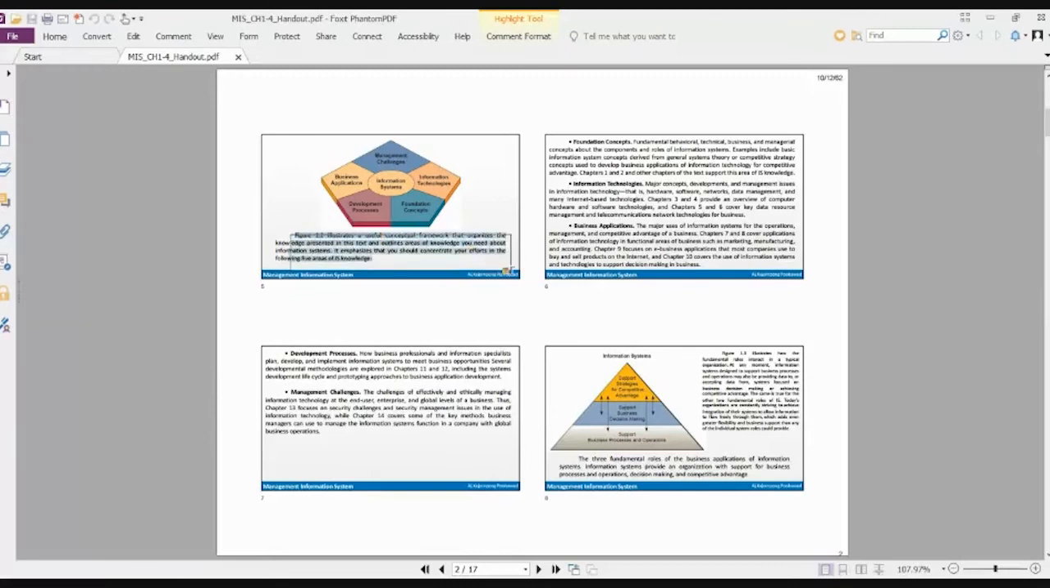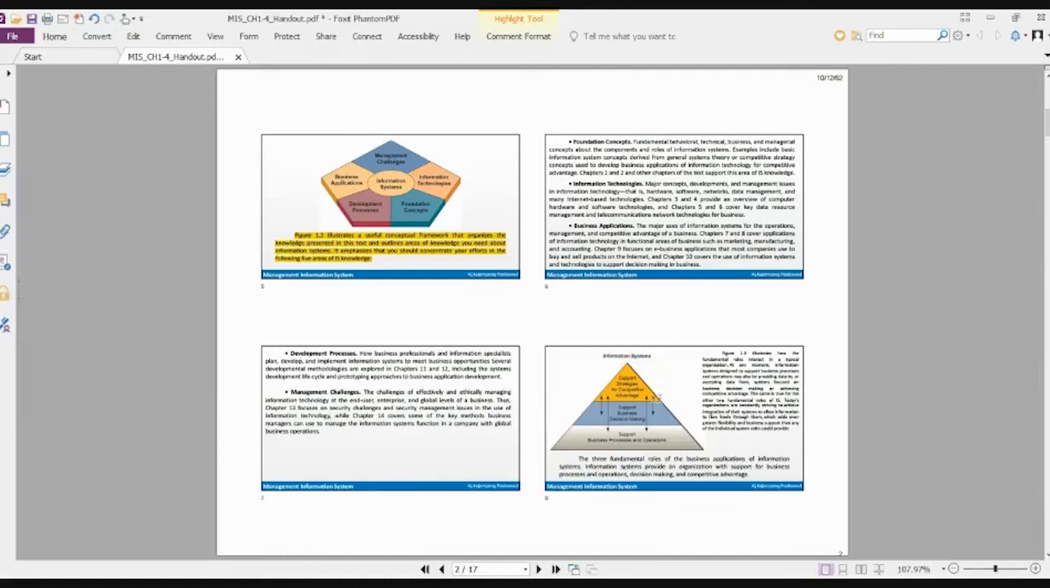Here, to understand the information and management challenge, information technology foundation concepts, development process, and business applications, you need to understand and write it down and give an example.